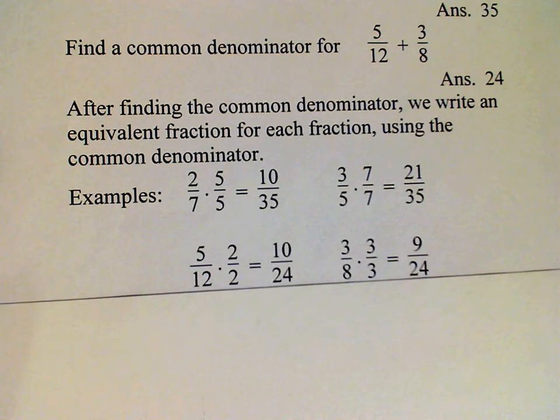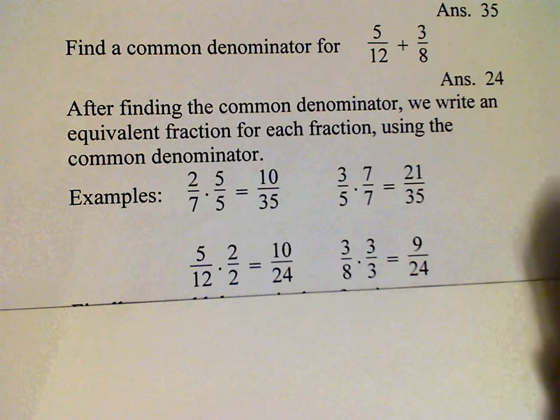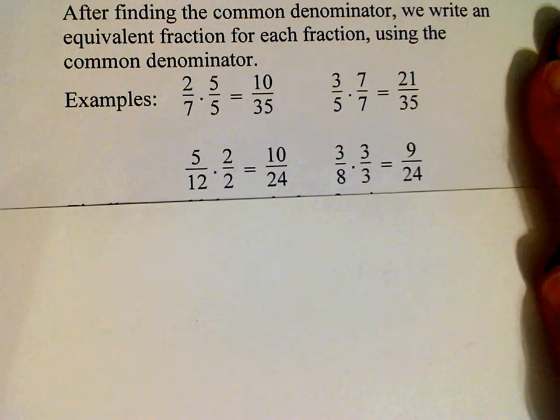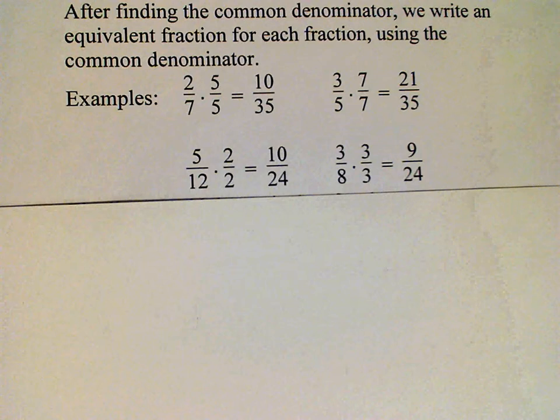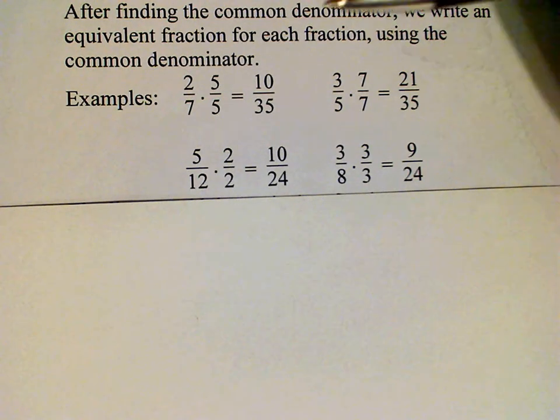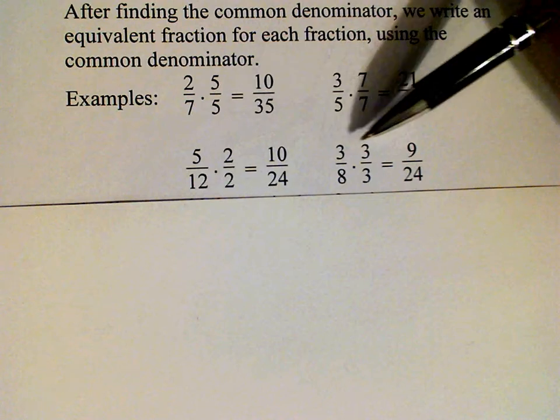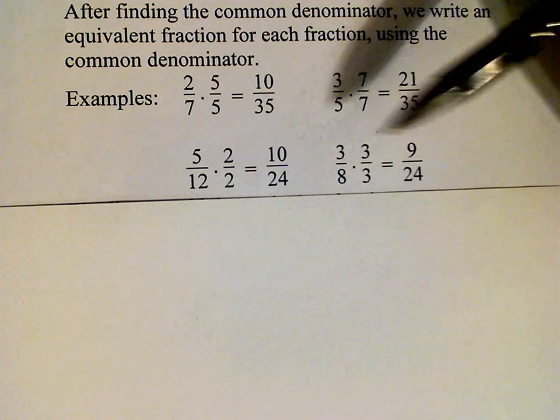In the second example, we need to build up each of the denominators to 24. And so we multiply 5/12 by 2 over 2 and 3/8 by 3 over 3. That gives us 10/24 and 9/24.